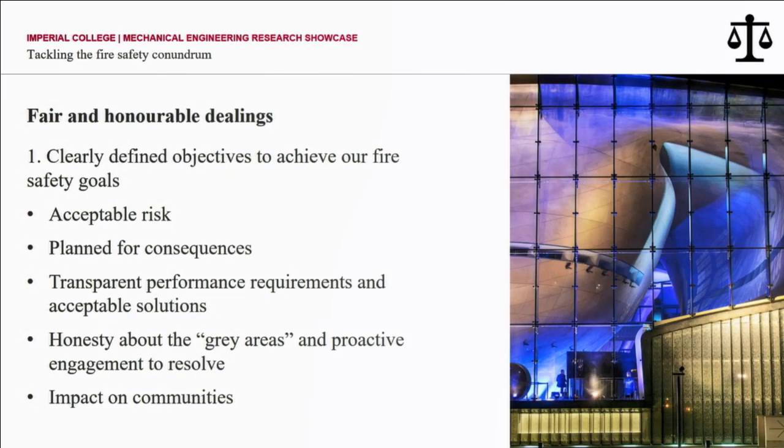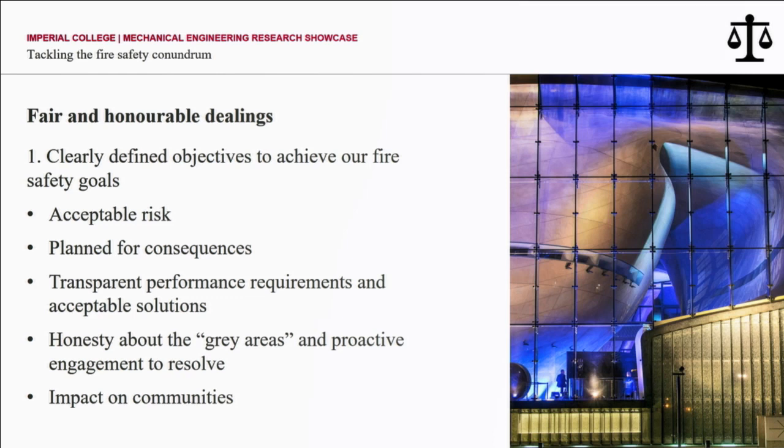As a profession and as a society, we are not agreed on acceptable risk, and there has been a trend, therefore, not to plan for related consequences. We need transparency regarding performance requirements and acceptable solutions from our regulations, from our statutory guidance, from the materials and products relied upon to create safe buildings and spaces.